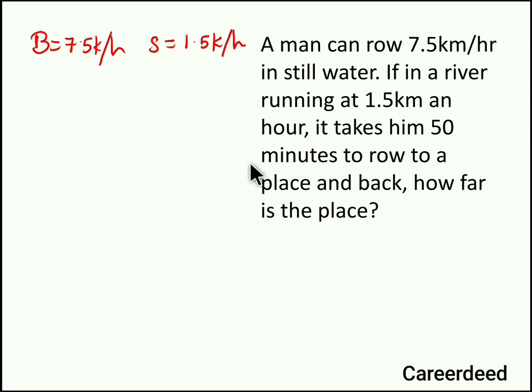Now he is covering the entire journey from A to B as well as B to A. So in the round trip he could cover the distance in 50 minutes. It means imagine the speed of the stream is 1.5 km per hour and the speed of the boat is 7.5 km per hour.